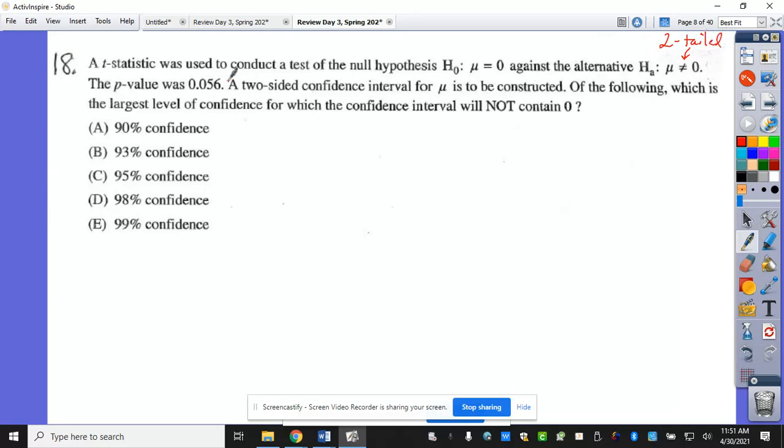The p-value, okay, I've got my p-value. The two-sided confidence interval, well, that helps because we're dealing with two-sided in both, is to be constructed of the following, which is the largest level of confidence for which the confidence interval will not contain 0. Let's just think about this last part.